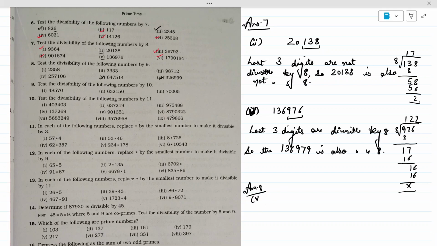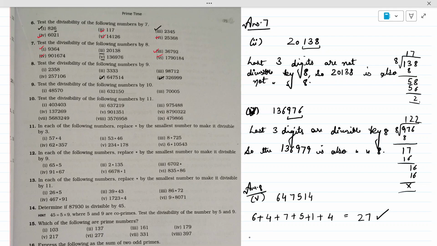So the fifth part is 647514. What we need to do here is sum up all the digits. So what is the sum? Let's see. 6 plus 4 is 10, plus 7 is 17, plus 5 is 22, plus 1 is 23, plus 4 is 27. And we know that 27 is a multiple of 9. So since 27 is a multiple of 9, that means this whole number is divisible by 9.